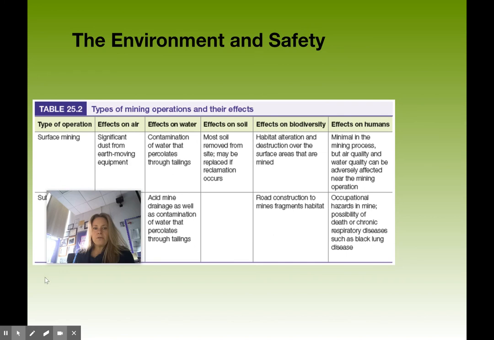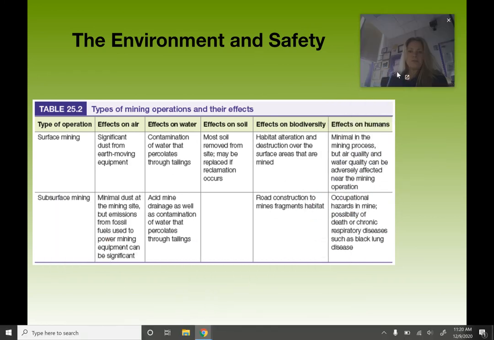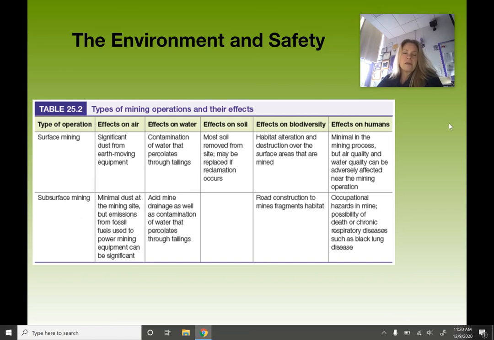All right, and so we can see in this picture, this table, that it shows surface mining and subsurface mining, and then some effects that it has on the environment. This table is pretty important. I would definitely know this table. When we talk about environmental science, we're talking about the effects that things have on it. So you have to know the types of mining, but you also need to know the environmental effects, because that's what this class is all about.